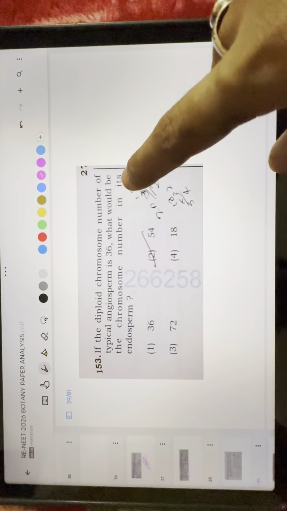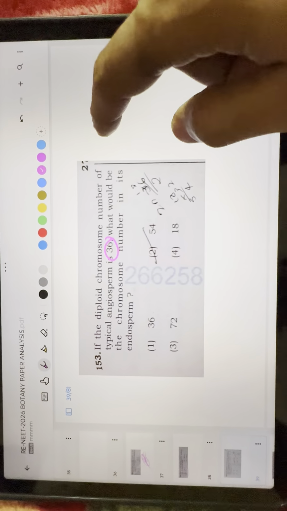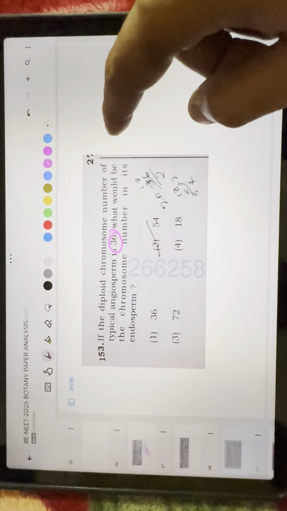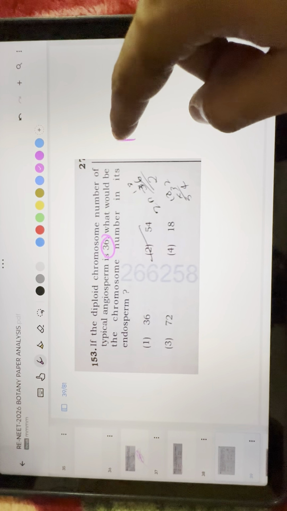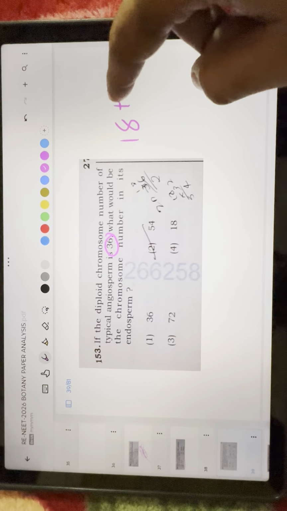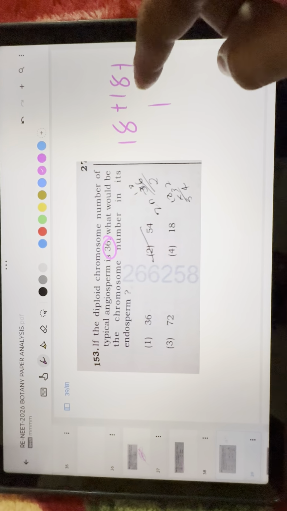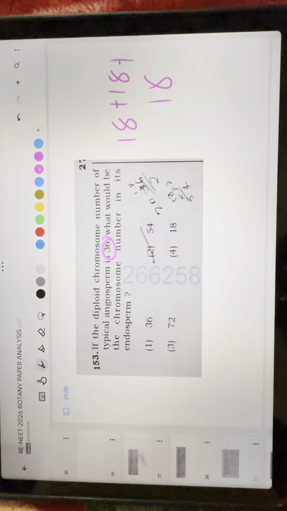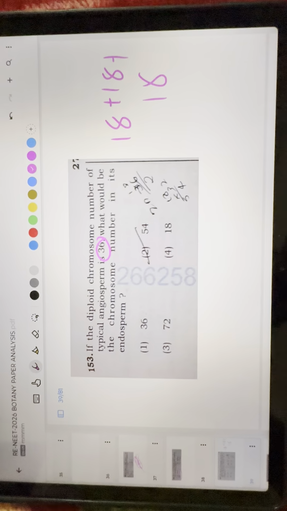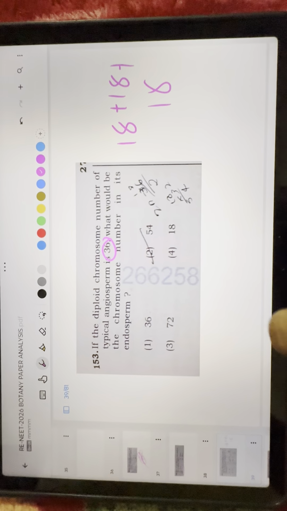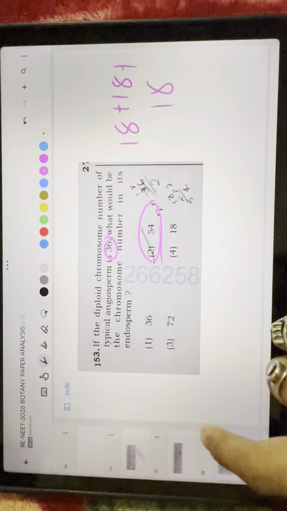If the diploid chromosome number is 36, 36 divided by 2 gives 18. So 18 plus 18 plus 18. You are going to get the remaining amount. How much will it be? 18 plus 18 plus 18, so it will be 54.